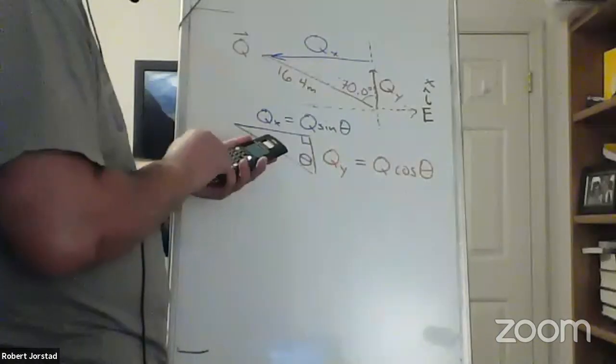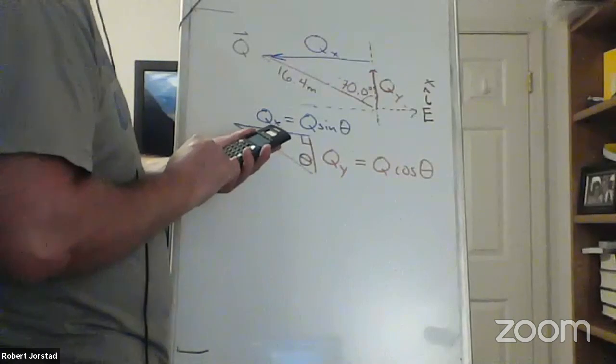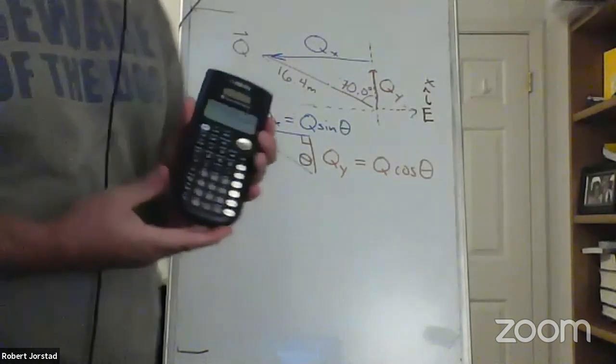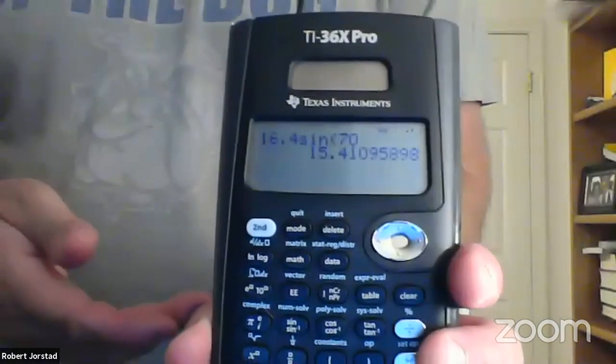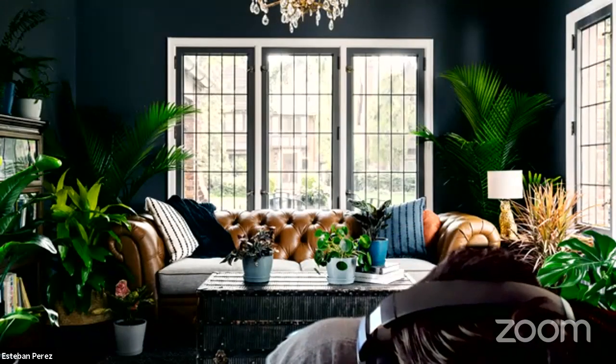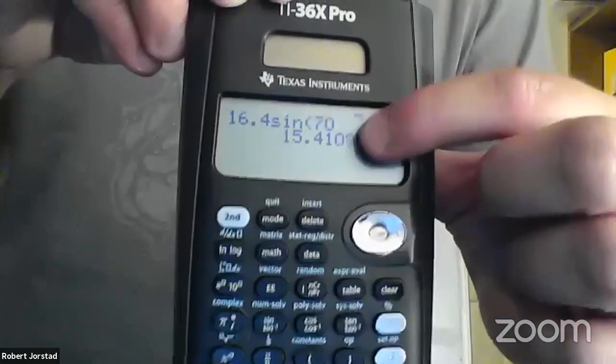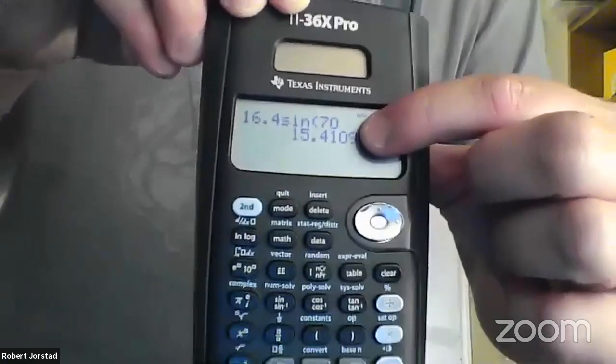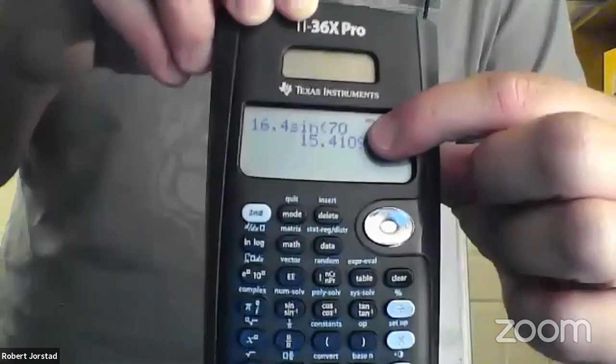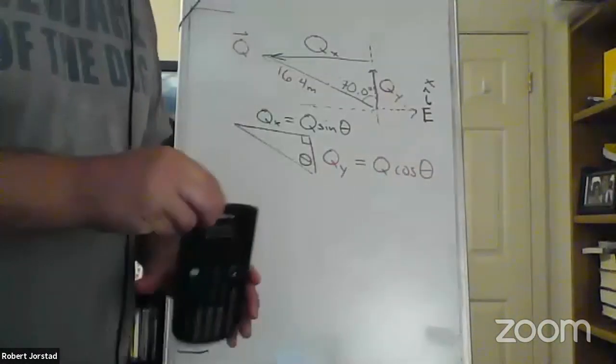What was it, 70 degrees? I got 15.41. Wait, let me make sure I'm in degrees. This is the kind of thing you've got to look out for. If you hit the mode button, I was in radians. There's a mode button right here that allows you to change between degrees and radians. In a math class, very often you're using radians, and in a physics class, we use both. So watch out for that.